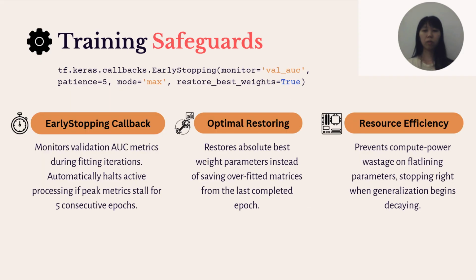Lastly, to protect against overfitting and optimize training time, our pipeline utilizes an early stopping callback. If validation accuracy doesn't improve for 5 consecutive epochs, training will stop early. After stopping, the model will automatically save the absolute best version of the model during training.